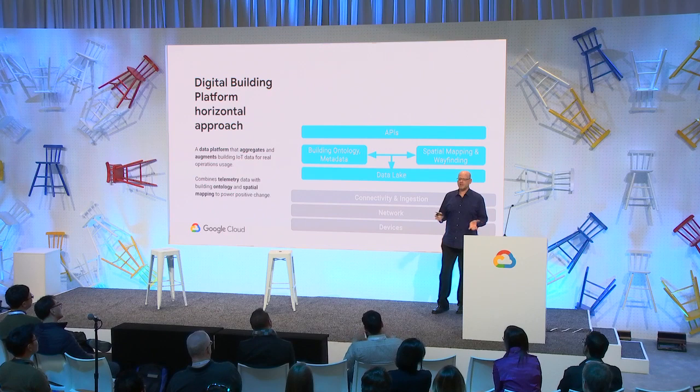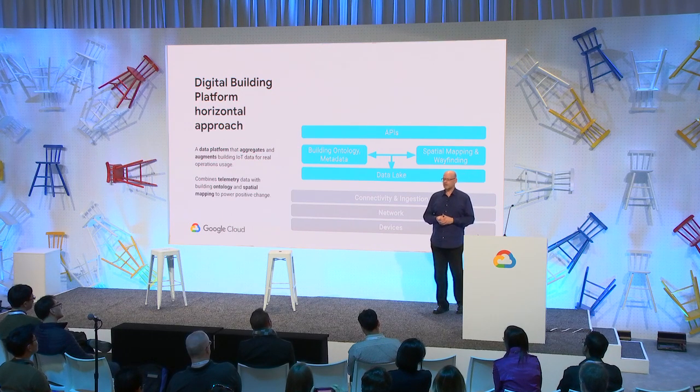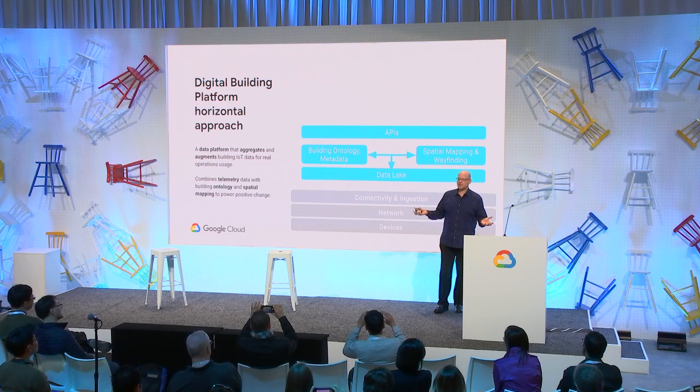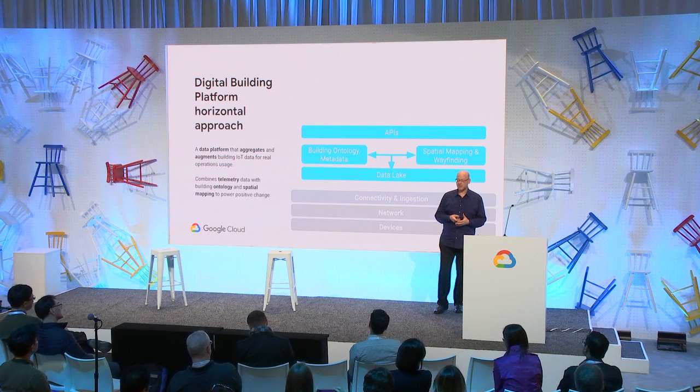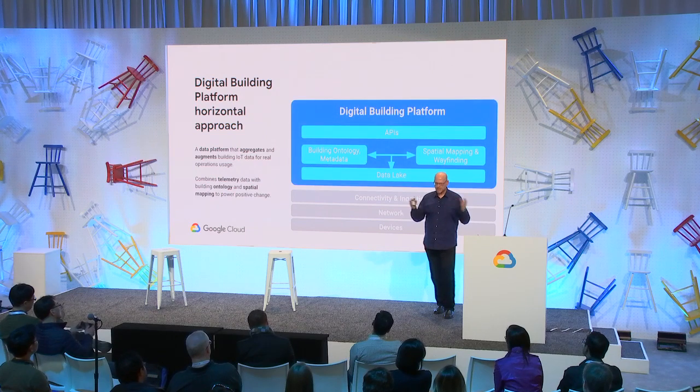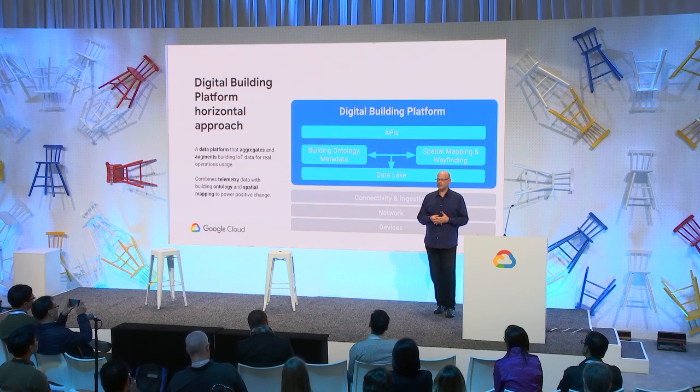And of course, none of this would be useful unless you had APIs in order to access the data. And we do so using the same kind of mental model that you use for all of the other Google Cloud Platform stacks and technologies that we have. We did this in a standardized way so that other developers who are developing apps on top of this are able to access it the same way they do any of the other cloud platform technologies. And altogether, this is what we're calling the digital building platform.